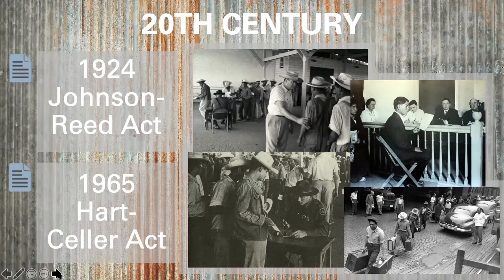Another important moment was in 1965 when the Hart-Celler Act, or the Immigration Nationality Act amendment, created a global ceiling on annual immigration, limiting the quotas to an even 20,000 per country and 290,000 globally, and eradicating the previous origins formula.